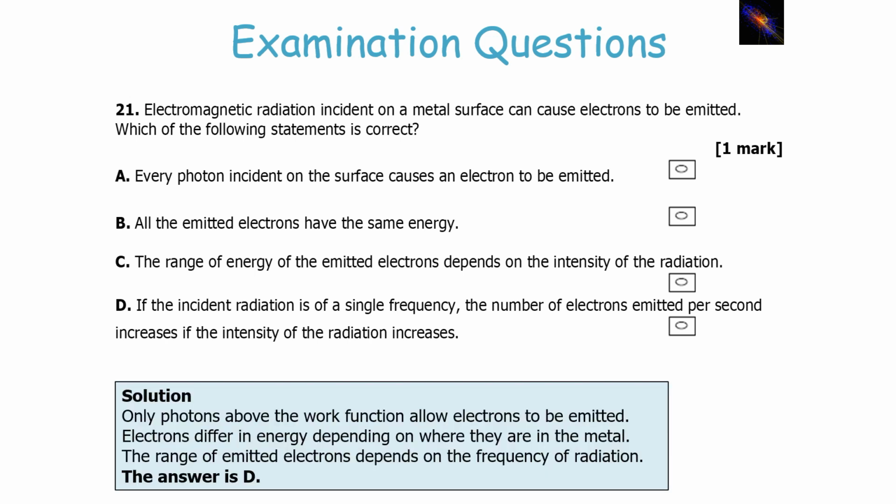So only photons above the work function allow electrons to be emitted. Electrons differ in energy depending on where they are in the metal. So the range of emitted electrons depends on the frequency of the radiation. So our answer is D.